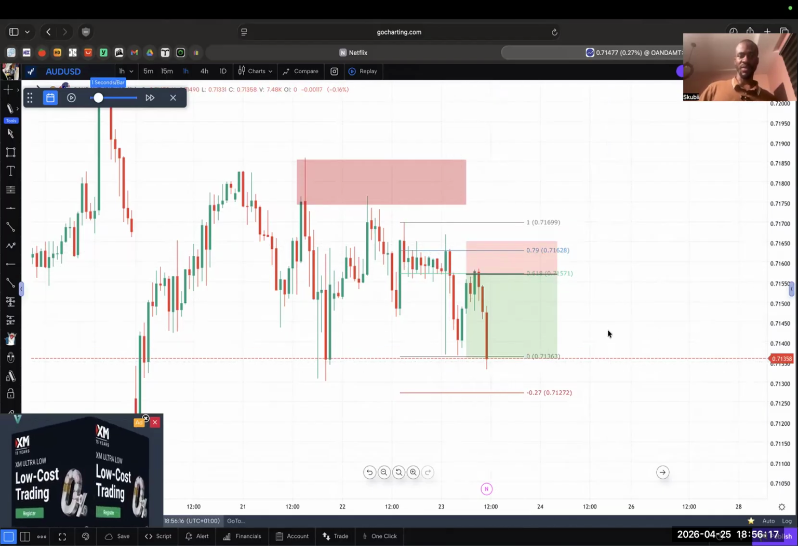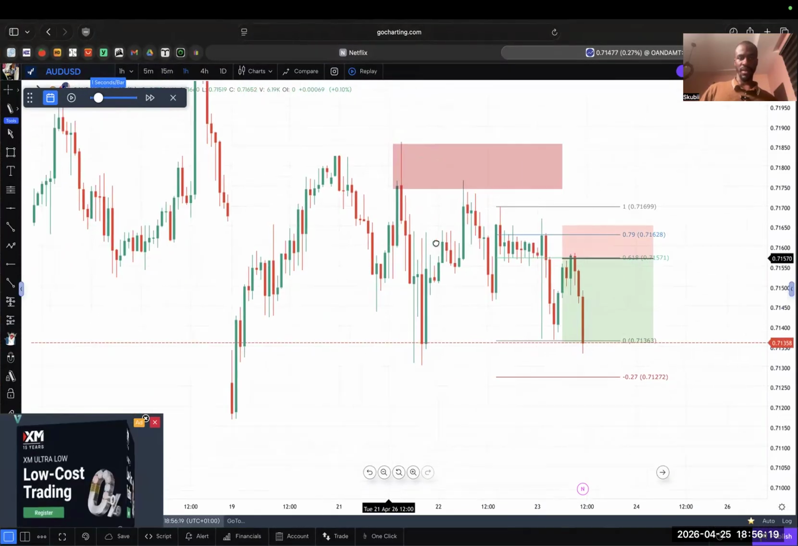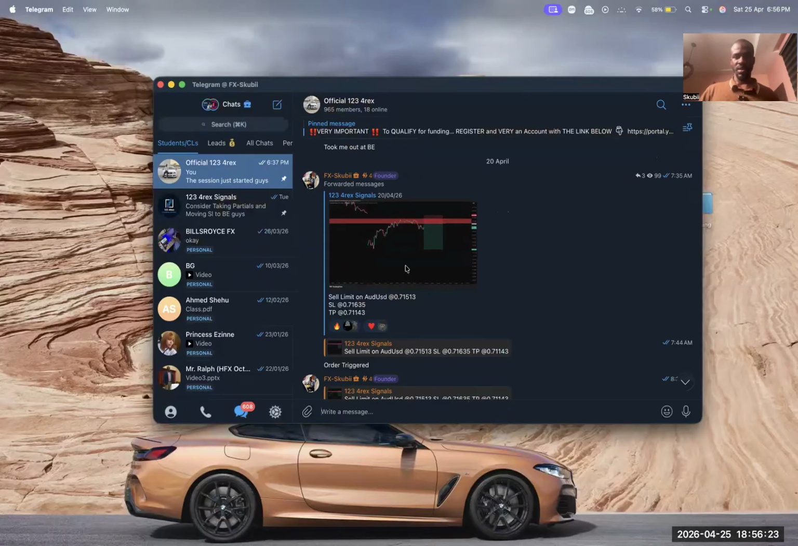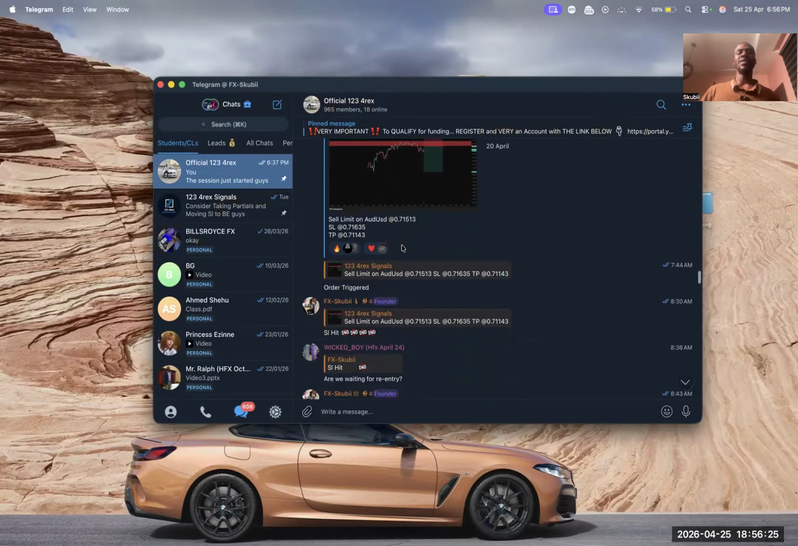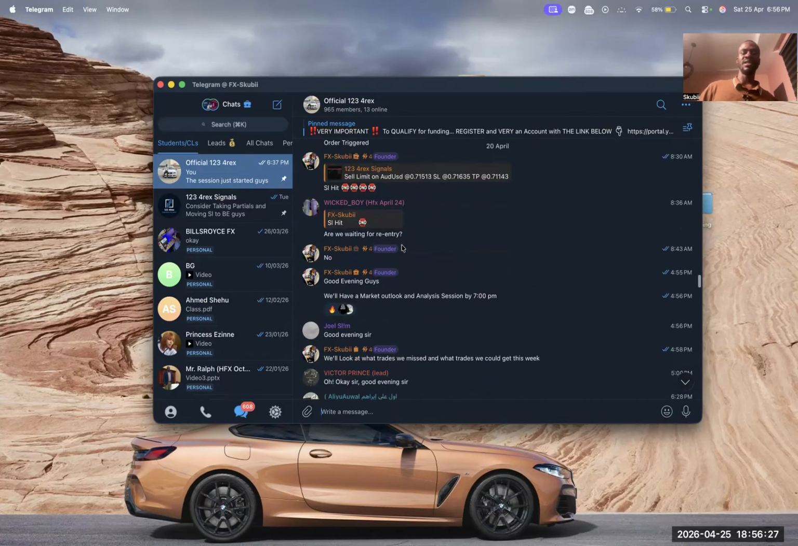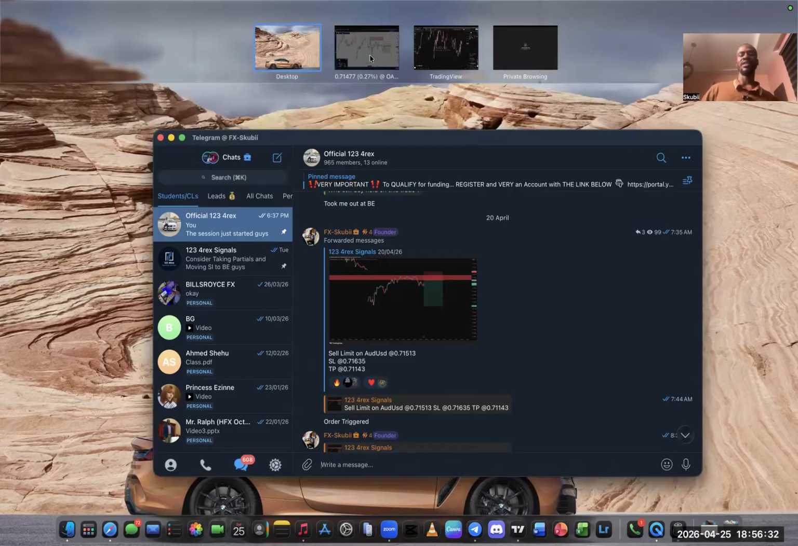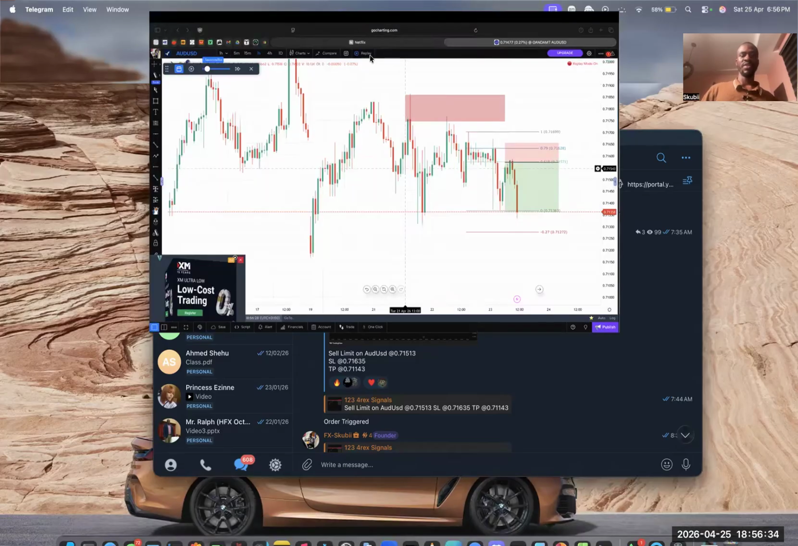Let me see which other trade we actually took. Okay, I think these were the two signals I dropped. This first one. Oh, okay, yeah, there was this sell limit on AUDUSD. So I'm going to explain this one, the one where our stop loss was hit. Let me explain why I decided to send this one. So it was something like this.